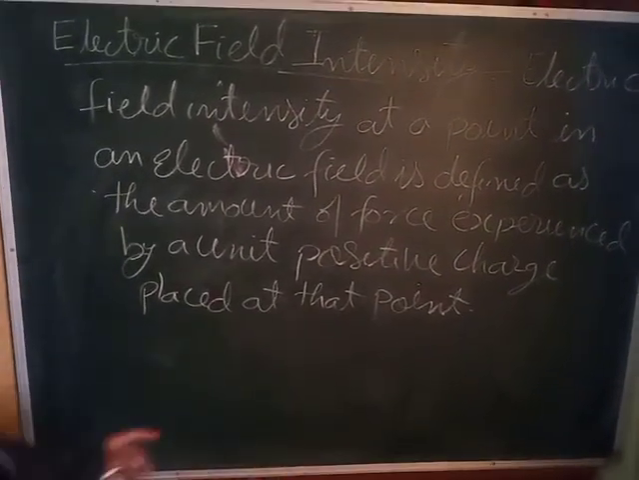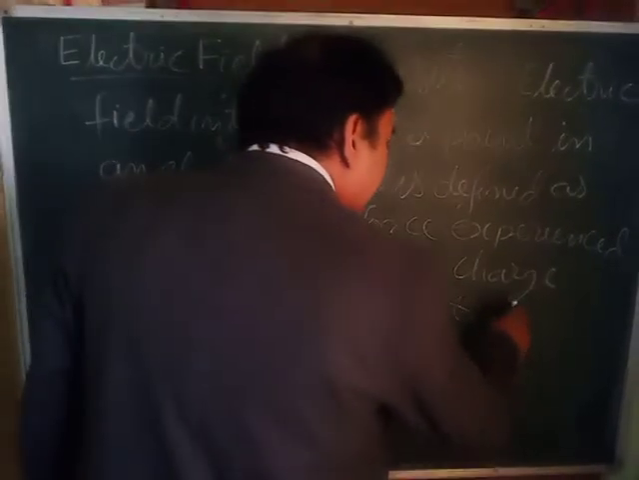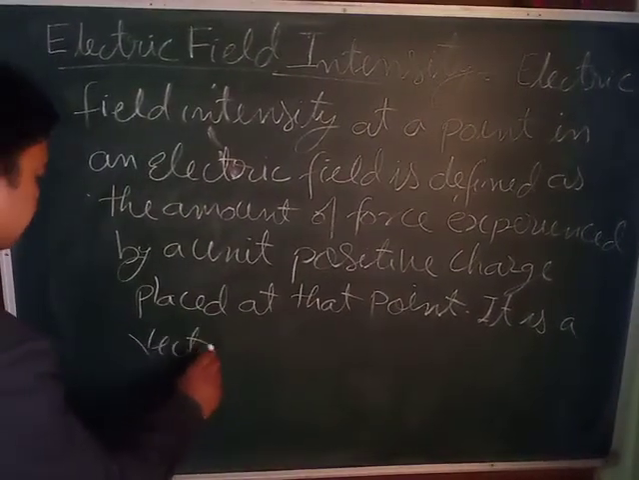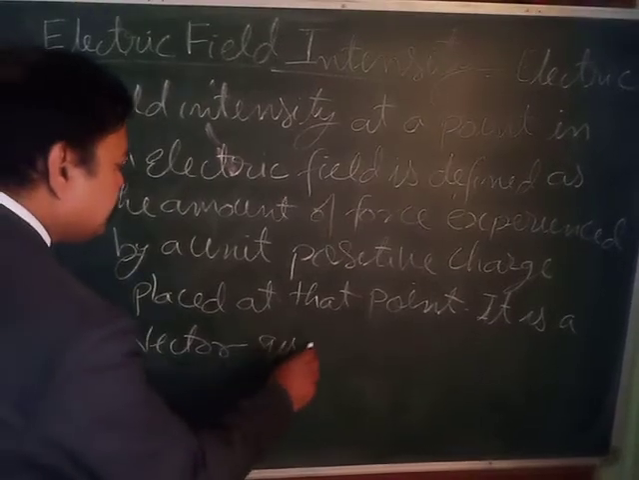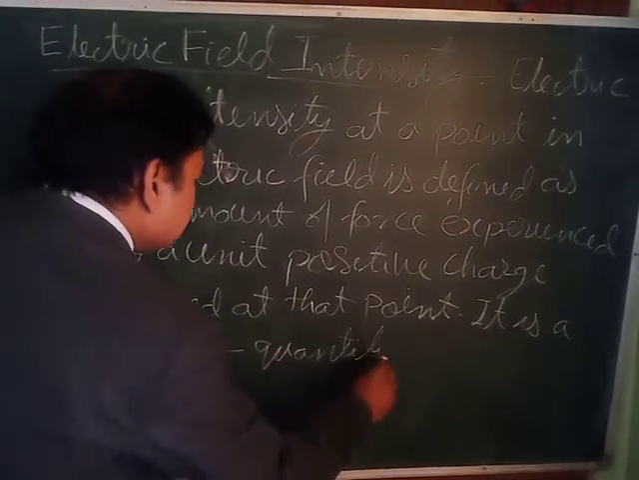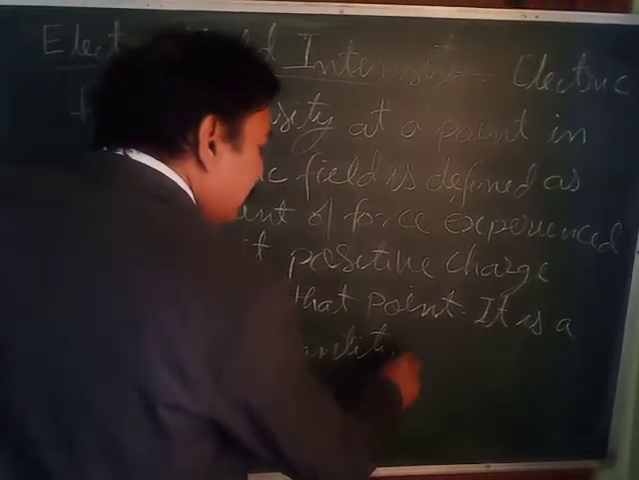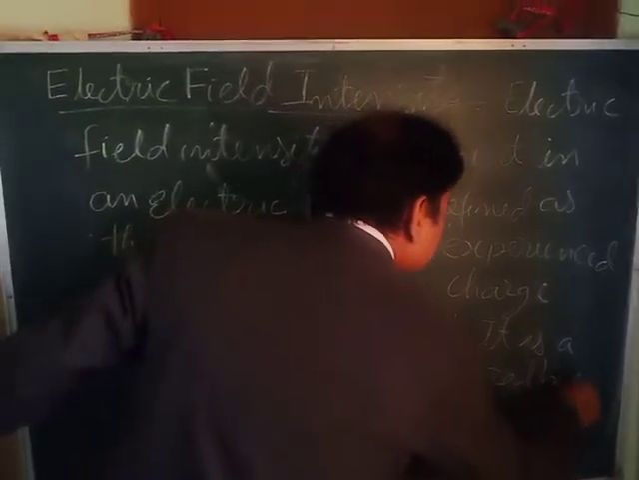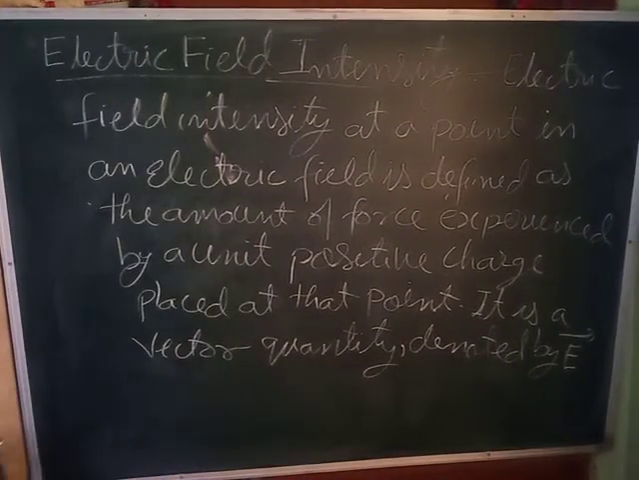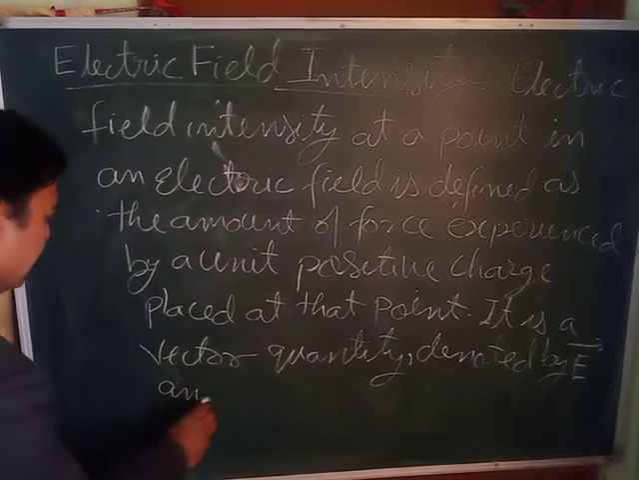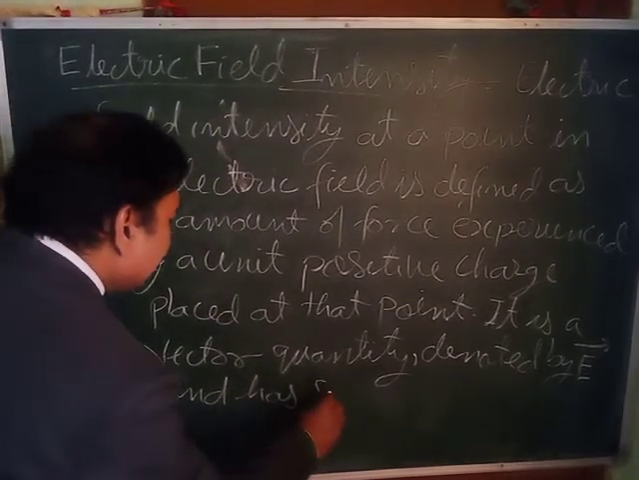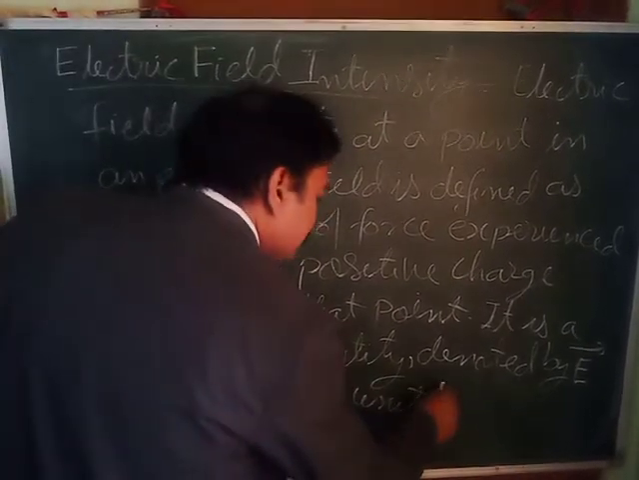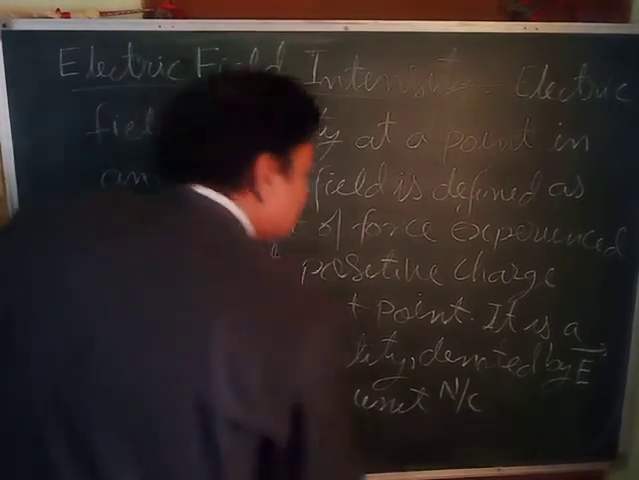Okay, once you have noted down this definition, see, it is a vector quantity, denoted by vector E, and has SI unit Newton per coulomb.